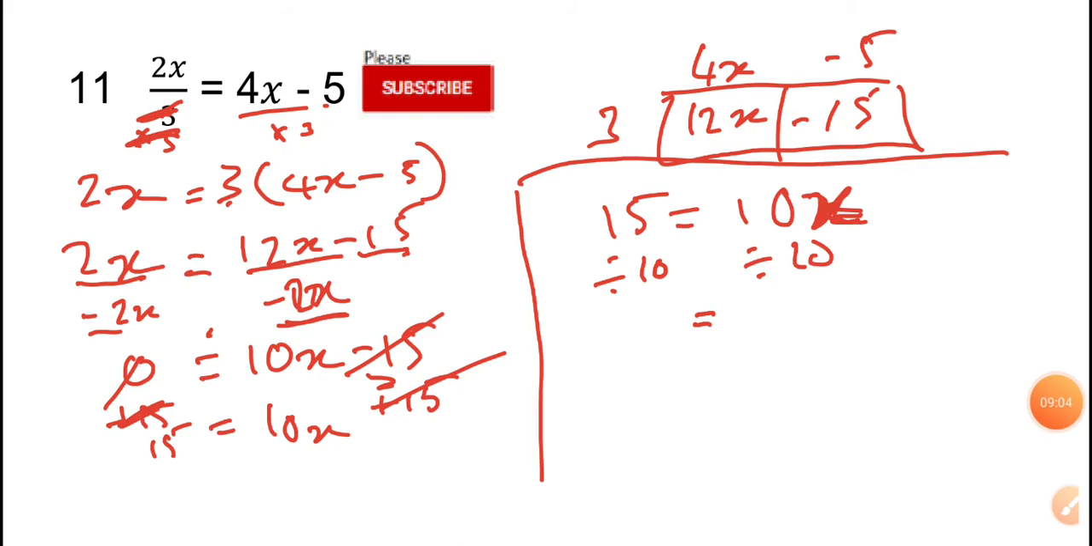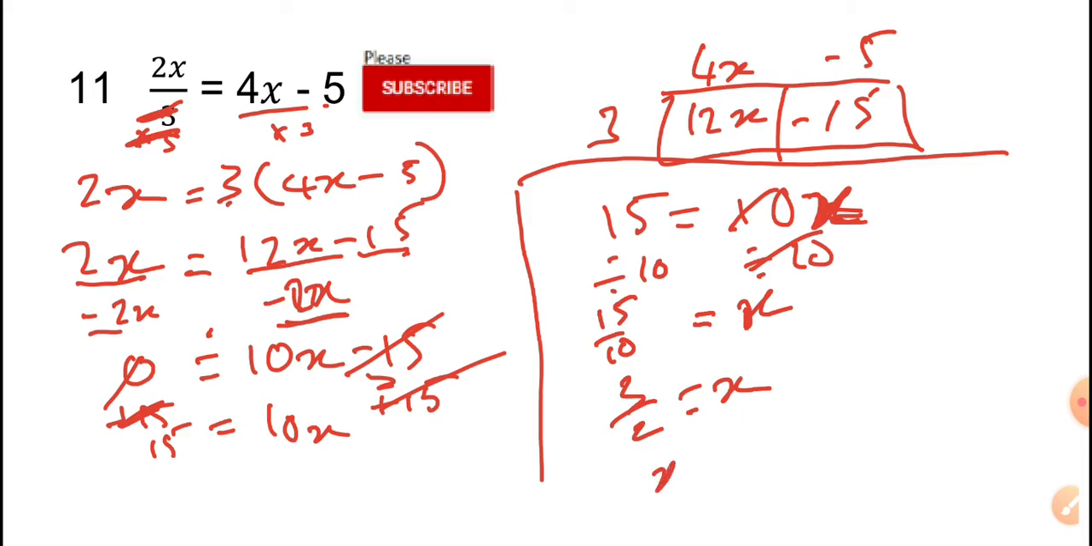So on the right hand side, 10 divided by 10 is equal to 1, so that cancels out, leaving just x. And on the left hand side, we've got 15 over 10. Now we can simplify that. We can divide the top and bottom by 5. That will give us 3 over 2 is equal to x, which is just 1.5.